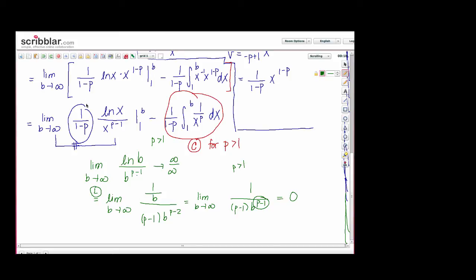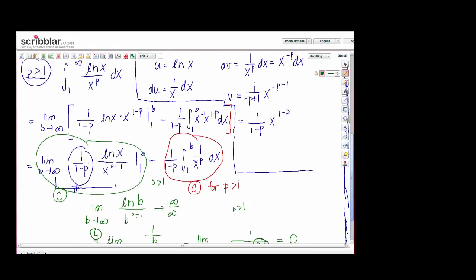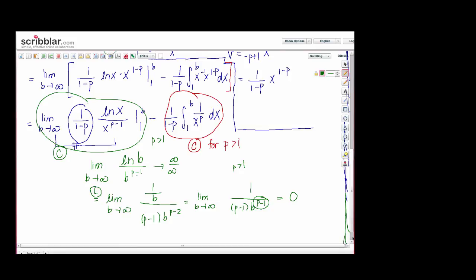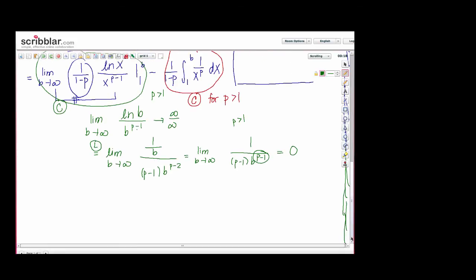Which means that this first expression is also going to converge. I haven't figured out exactly what it's equal to, but I know that the limit is going to converge, which means my overall integral in the case where p is greater than 1 is going to converge. So far we have diverges for p is 1, converges for p is greater than 1. And now you can see this is a calculation that's very similar to what we did for the p-test.